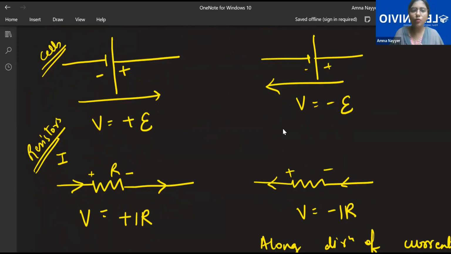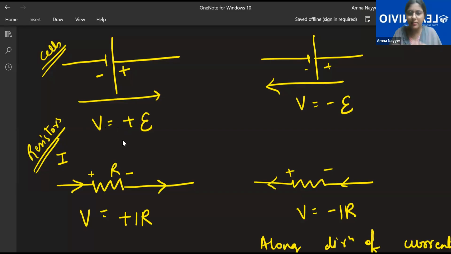Now, if we are moving from the negative terminal of the cell to the positive, we are going to write the voltage as plus 10 volt, plus 5 volt, plus 4 volt, whatever is given, plus EMF, plus E. If we are moving from the positive to the negative, higher to lower, negative. From the negative to the positive, that is plus. Higher terminal to a lower terminal, it will be negative.